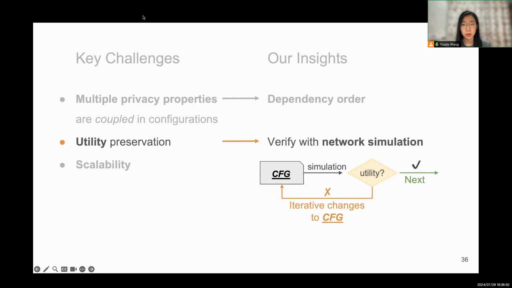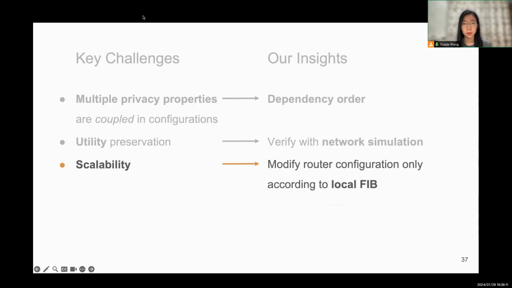For the second challenge, the utility guarantee of the topology is relatively easy to verify, while the data plane is much more complicated. We utilize network simulation tools for data plane verification so that we can iteratively make incremental changes to the configurations until the routing utility is preserved eventually. Following the second insight, there is a scalability challenge because of the trade-off between security and computational complexity. We reduce complexity by using local forwarding table information to modify the configurations.